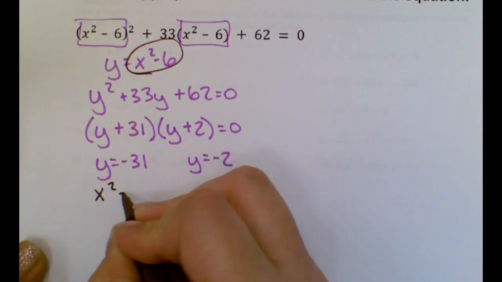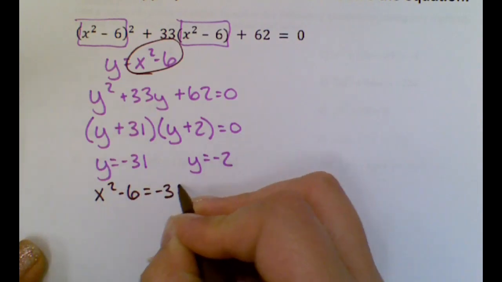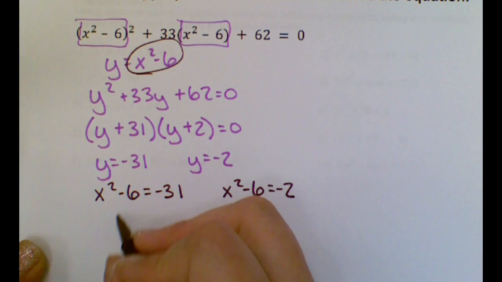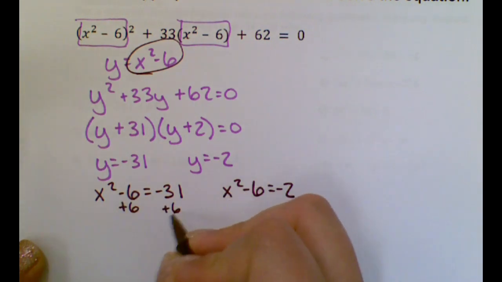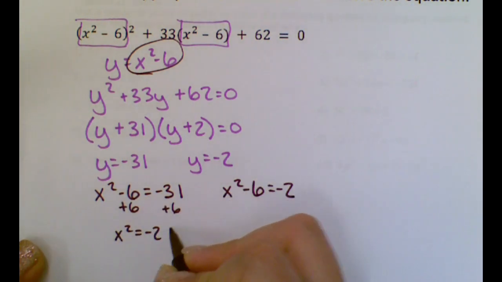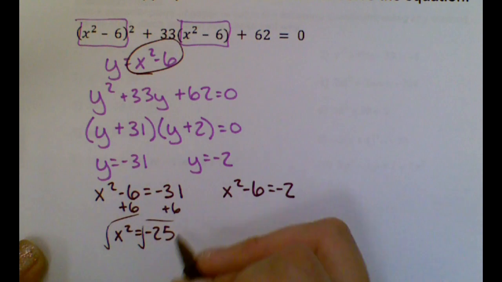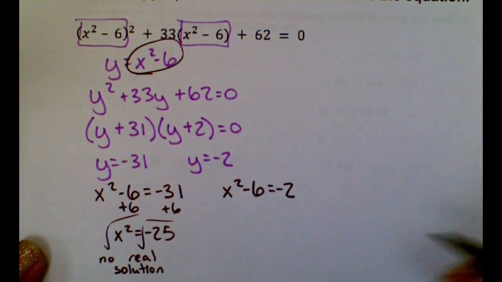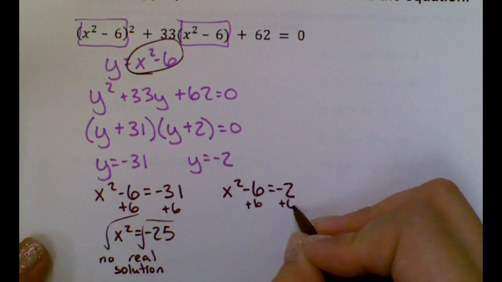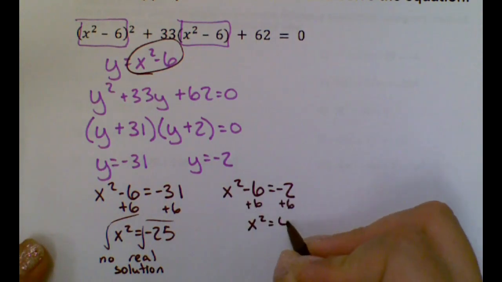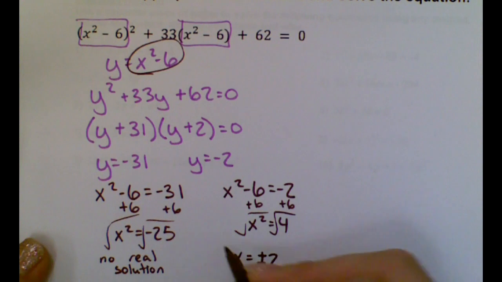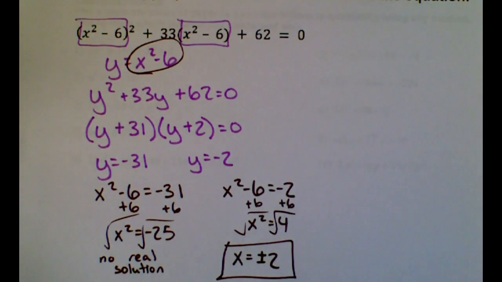So x squared minus 6 equals negative 31, and x squared minus 6 equals negative 2. Add the 6. I get x squared equals negative 25. When I try to square root that, I get no real solution. Cannot square root a negative number in the real number line. And when I add 6 here, I get x squared equals 4. Square root that, I get x equals positive or negative 2. Those are my only two actual solutions.